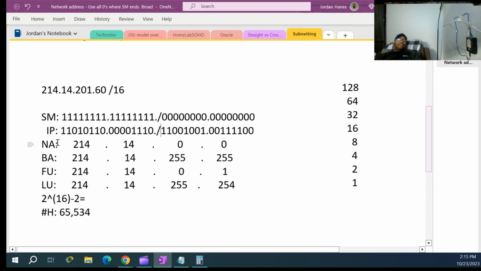So for the network address, everything after the subnet mask became a 0, and for the broadcast address or the broadcast ID, that became 255. Again, because we used all ones here, and then this little chart, if you add all these together, that equals 255. So very good. We have ourselves an IP address that was subnetted.